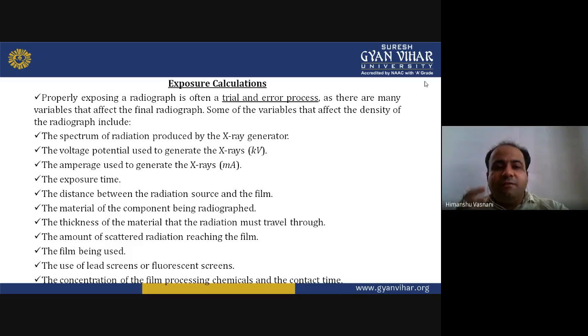So these are the variables. These are the points that should be kept in mind, because these variables affect the density of the radiograph. Okay, let's go further.